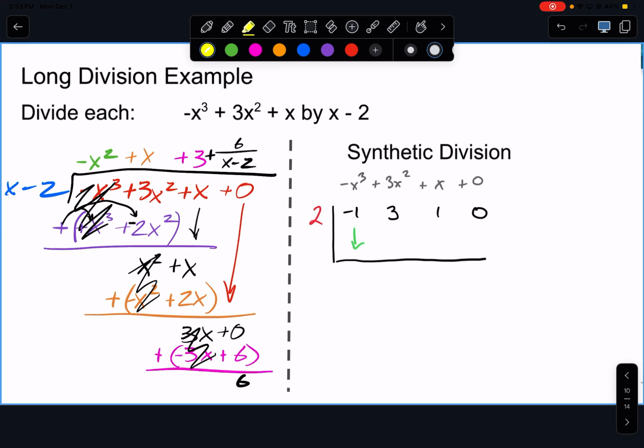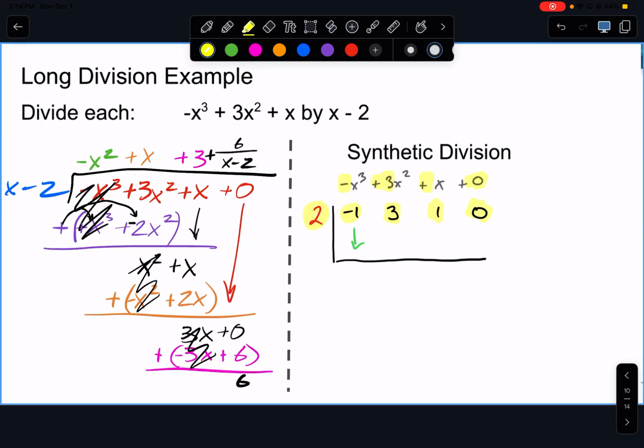The numbers that go into our synthetic division, this -1, comes from the coefficient. So that comes from right here. Okay, the first coefficient is -1, right? The second coefficient is +3, right? So we put a 3 here. The next coefficient is 1, so we put a 1. And then because we don't have that constant, we put a 0. Okay, do we see where we got those numbers? You don't have this in your notes, you're just watching me right now.